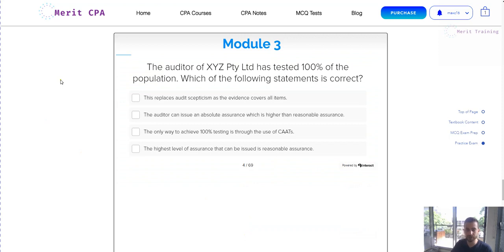All right, next question. So the auditor of XYZ Pty Limited has tested 100% of the population. Which of the following statements is correct? A. This replaces audit skepticism as the evidence covers all items. B. The auditor can issue an absolute assurance which is higher than reasonable assurance. C. The only way to achieve 100% testing is through the use of CATs. And D. The highest level of assurance that can be issued is reasonable assurance.